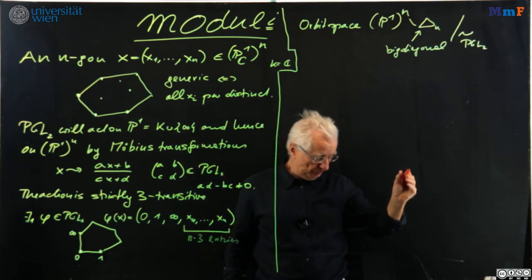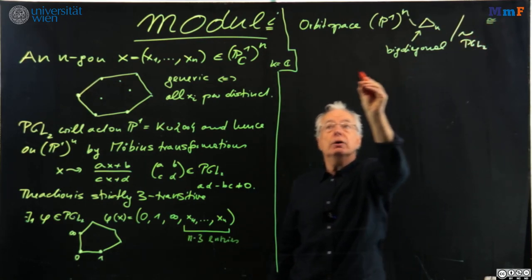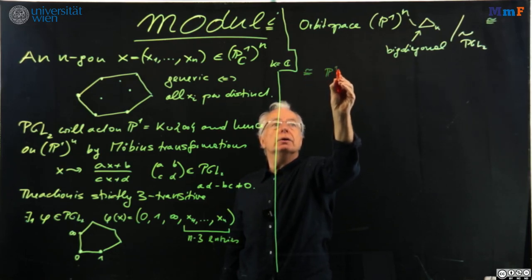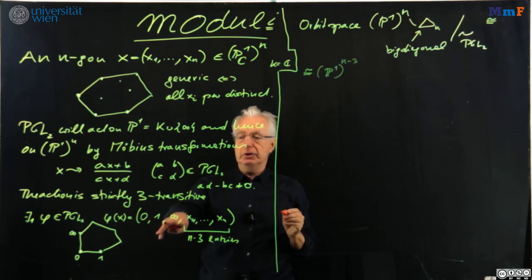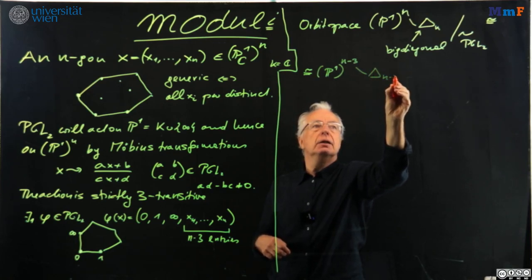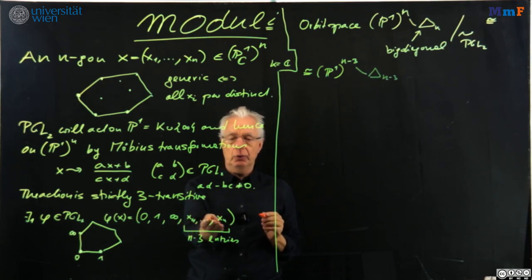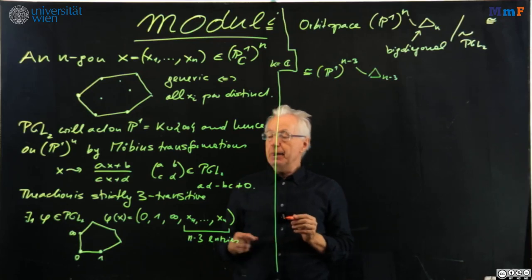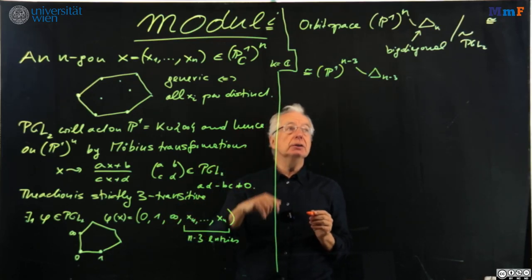So this one will be isomorphic to P1 to the n minus 3. You can forget about 0, 1, and infinity. And then you have to take out again the diagonal, because these x4 up to xn should be pairwise distinct. Okay. Now this is kind of a naive presentation.